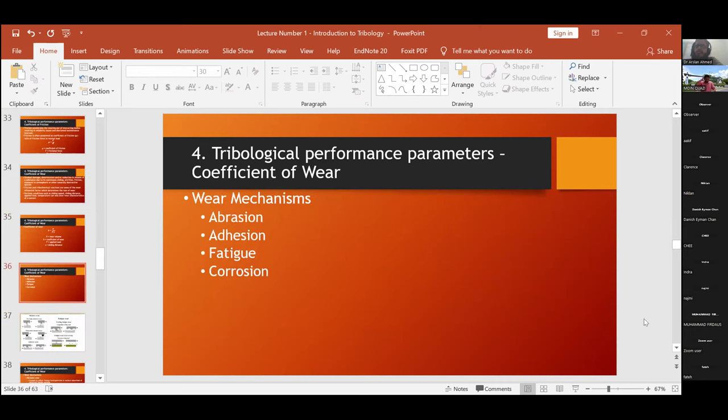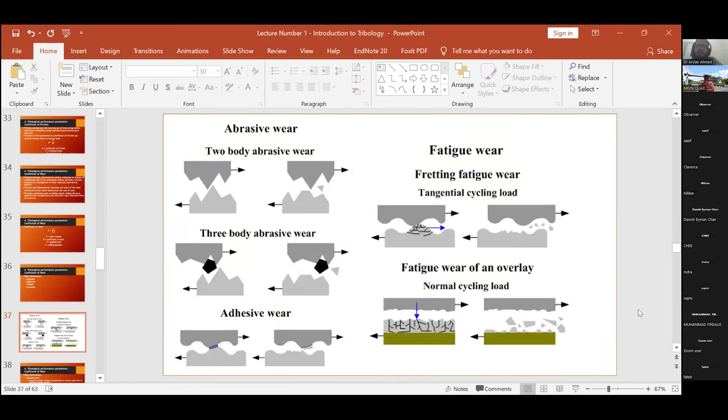What are the various mechanisms and theories present in wear? There are various theories such as abrasive theory, adhesion theory, fatigue, which also has various theories, and corrosion. Due to these mechanisms, wear occurs at the surface. This is an example of abrasive wear.